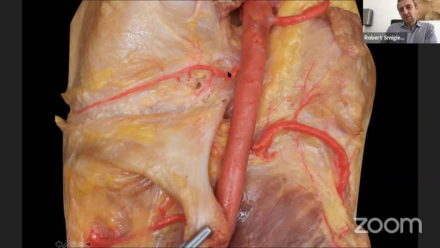If you compare this artery to that one, this one is going to the lateral meniscus, this one is going to the medial meniscus. That could be kind of an explanation why the medial meniscus, especially zone 4 and zone 5, is so often degenerated compared to the lateral meniscus. And if you can see this structure, this is a small nerve which is running together with the artery.